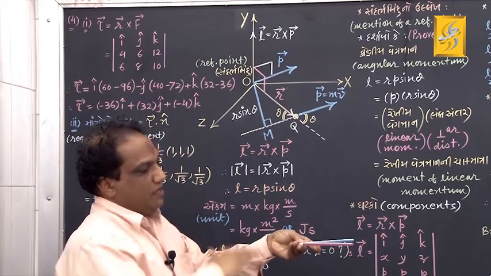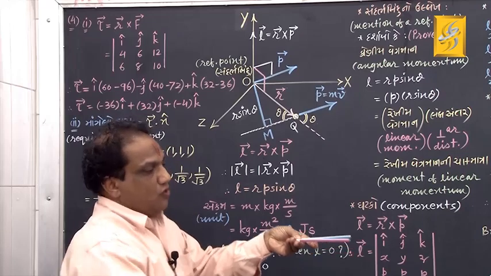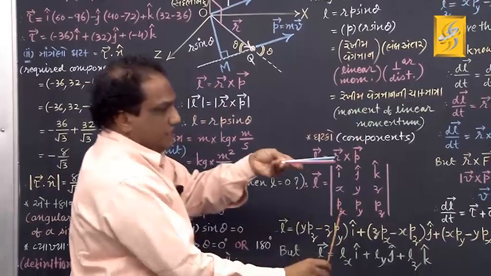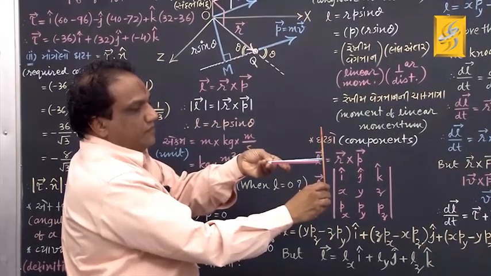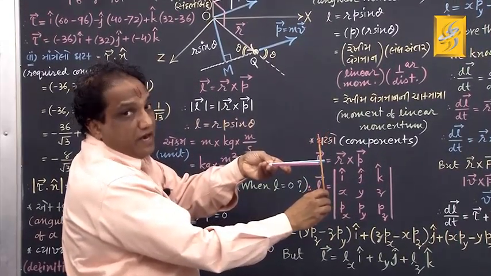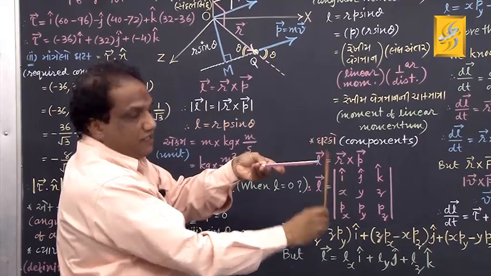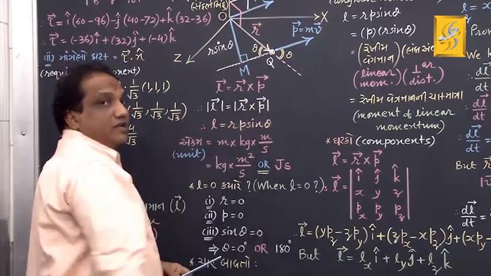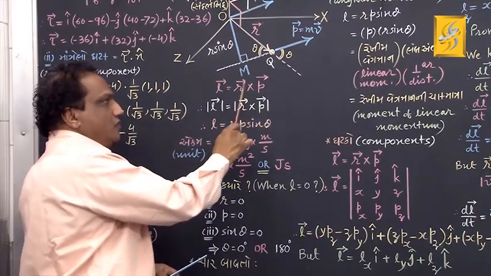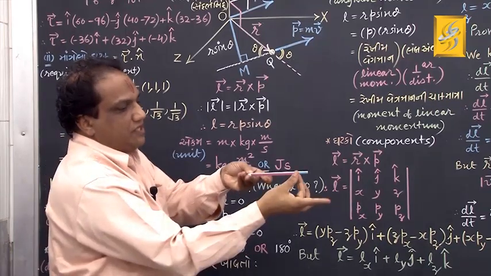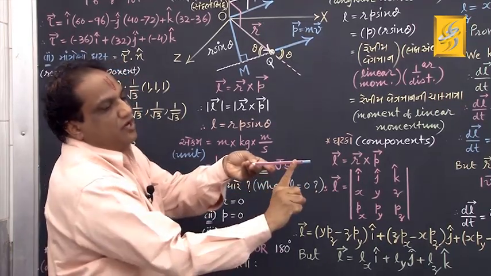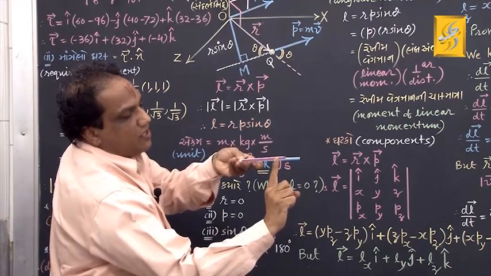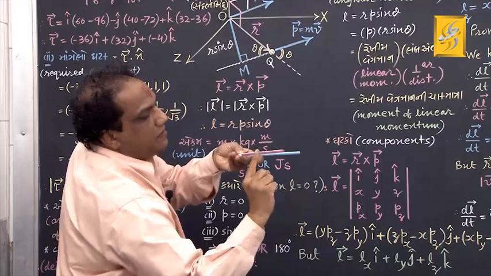Correct? Now imagine a right-handed screw which is perpendicular to this plane. That screw is, suppose, this. Correct? This way. And now you are supposed to rotate this screw in a manner that the first vector rotates towards the second vector. In this order, first vector is vector r, second vector is vector p. So I should rotate vector r towards vector p. Vector r is this, vector p is this. I should rotate first vector towards second vector through the smaller angle between them. Then I should rotate it this way.